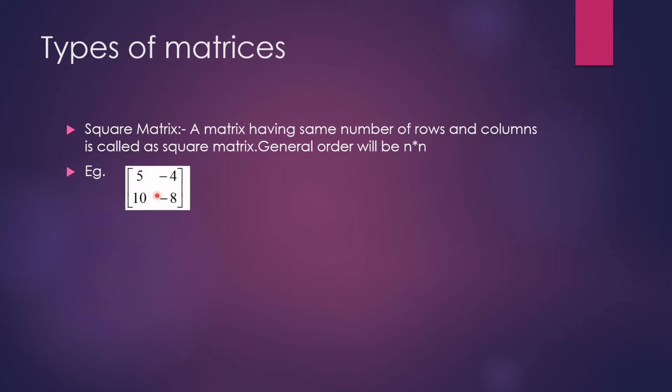The first example where I have written a 2 by 2 matrix, second, a 3 by 3 matrix. We don't bother what the elements are. We only think about the number of rows and number of columns. They are the same, so it is a square matrix.